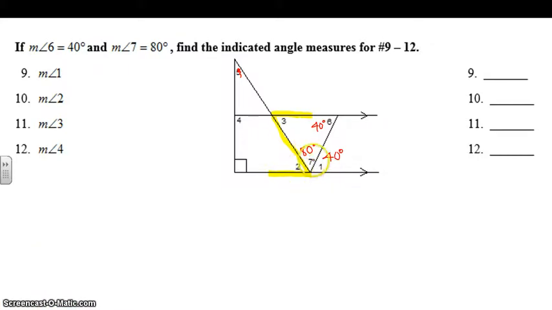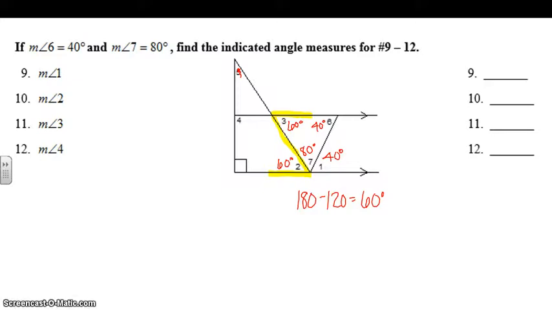However, notice that angle 2, angle 7, and angle 1, they make up this line, which is 180 degrees. So then if I add 80 and 40, I get 120. So then I'll do 180 minus 120, which means that angle 2 has to be 60 degrees. And so now I can use that Z, and if angle 2 is 60 degrees, angle 3 is also 60 degrees. The Z makes alternate interior angles.